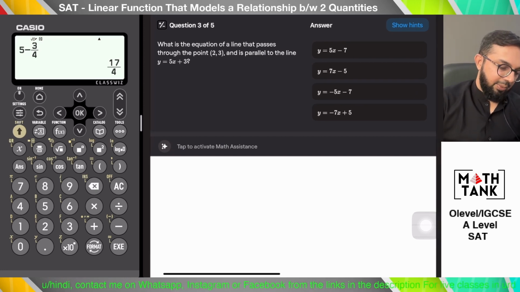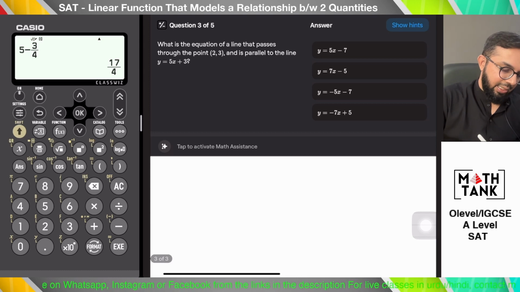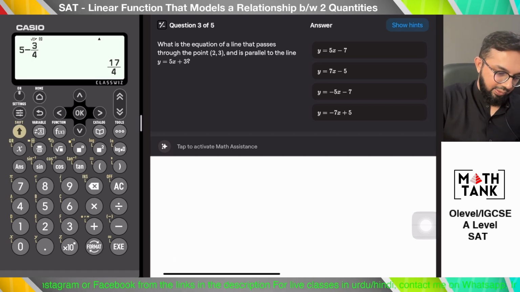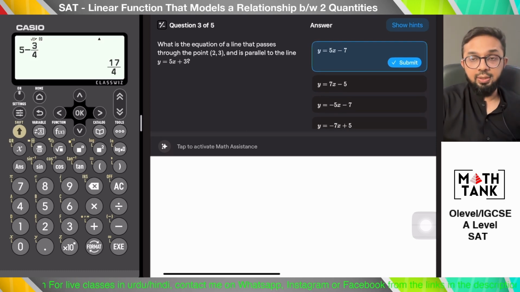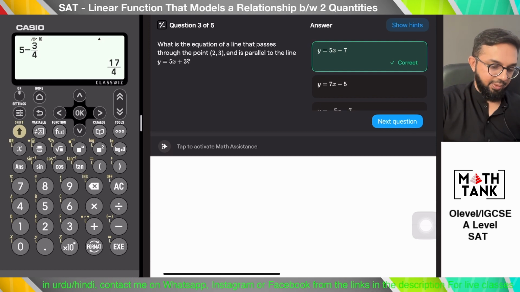What is the equation of a line that passes through the point and is parallel? So parallel lines have the same gradient, so it should have the gradient 5x. That's the only line that has a gradient of 5x. So I'm going to say that that should be the correct answer. I don't even need to check the rest.